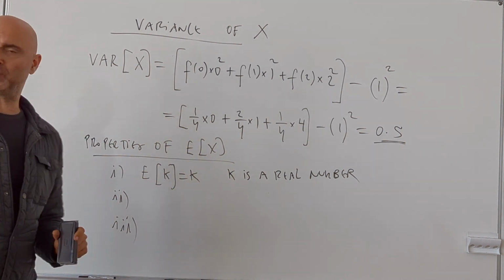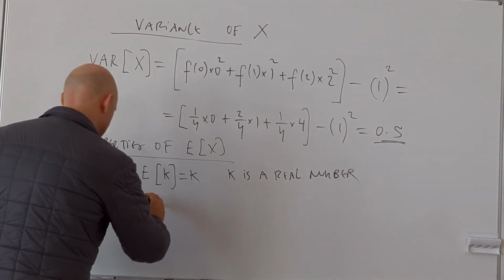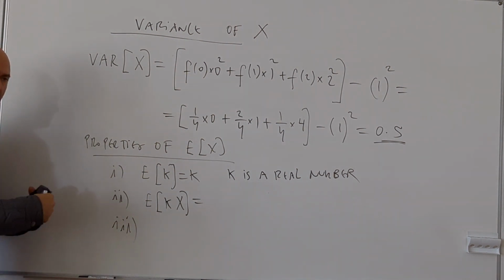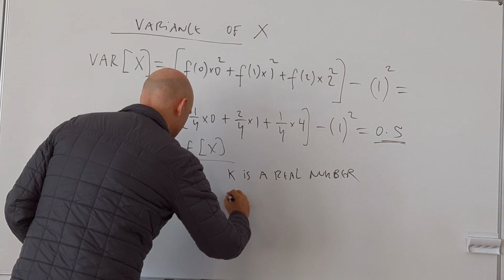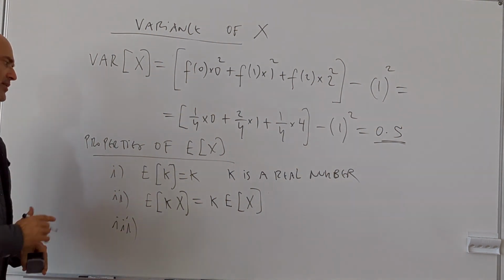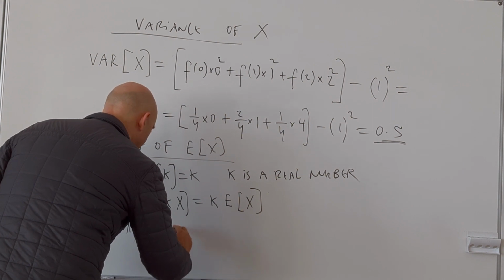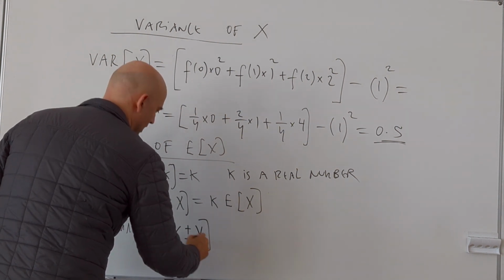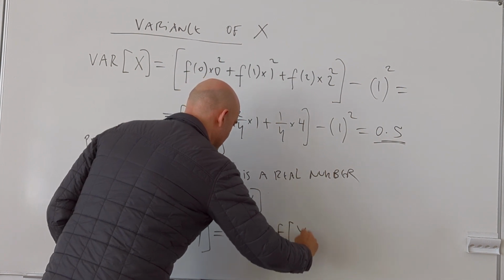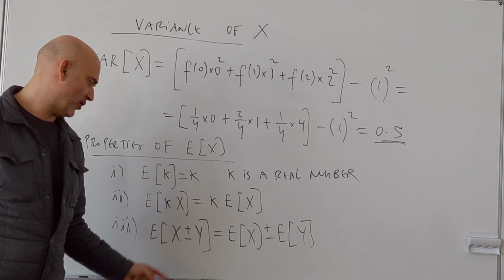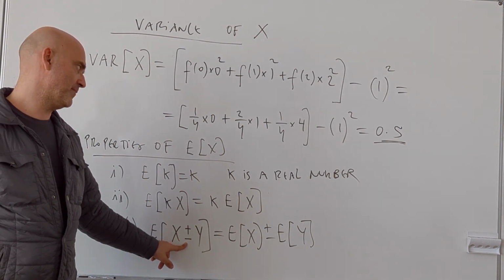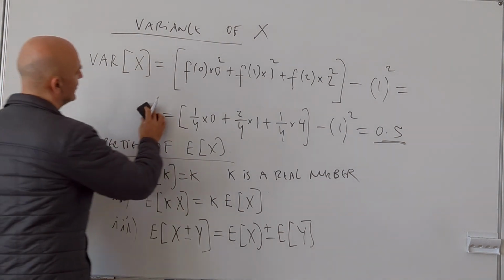Now the second is when we multiply a real number by a random variable. So is the expected value of k times big X. So we can put out of the expected value the real number, and we can write k times expected value of X. The third property is when we sum or subtract two random variables. So the expected value of X plus or minus big Y is equal to expected value of X plus or minus expected value of big Y. So we can say that the expected value of the sum is equal to the sum of expected values, or we can use also subtraction instead of sum. So now the properties for the variance.